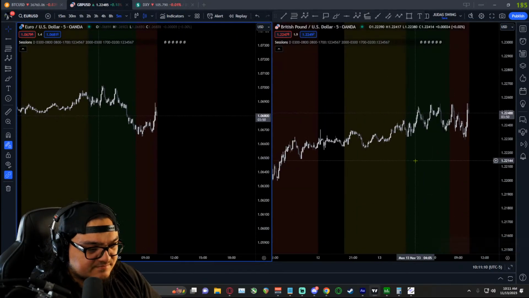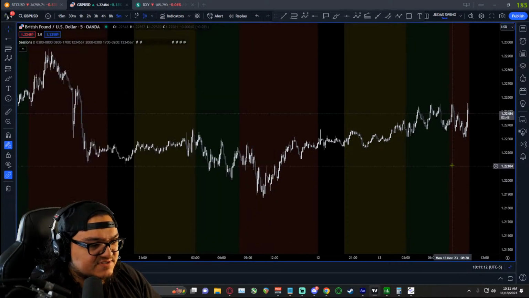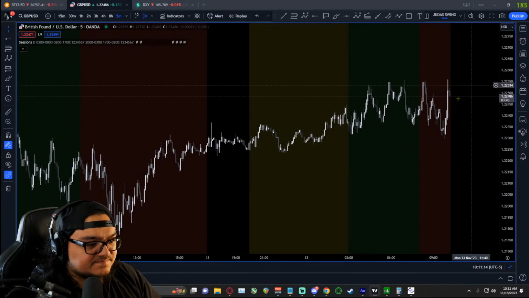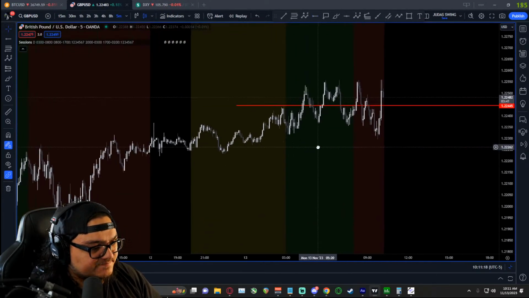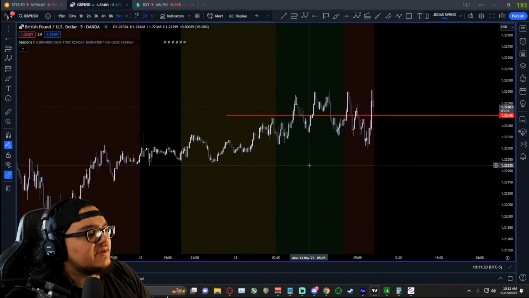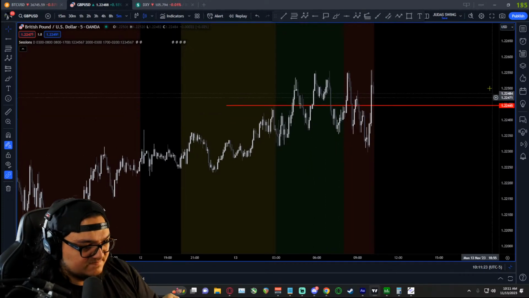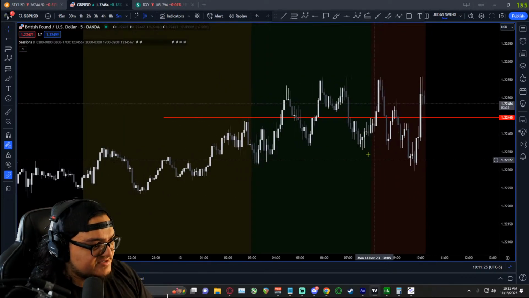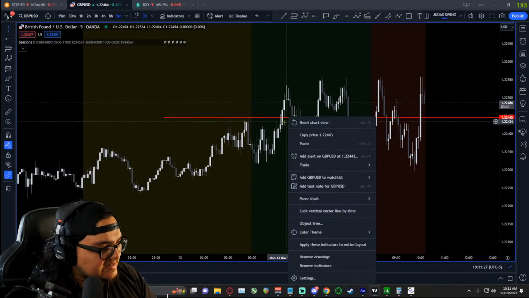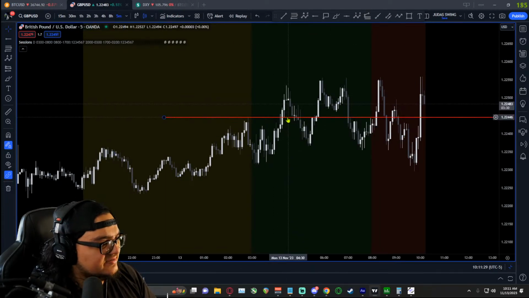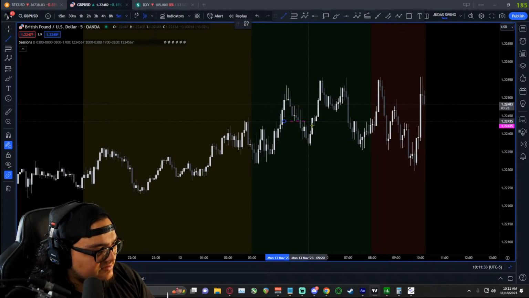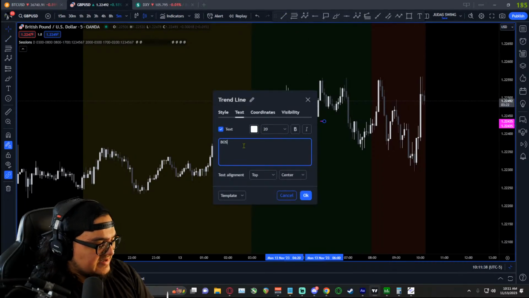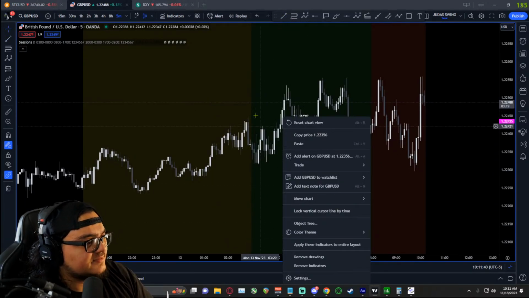All right, so let's go over the London trade first. During London, we had the break of the high. And from there, we're looking for a break of structure entry. Me personally, I saw this as the entry here. I have to erase this to kind of show. All right, so we have break of structure here.